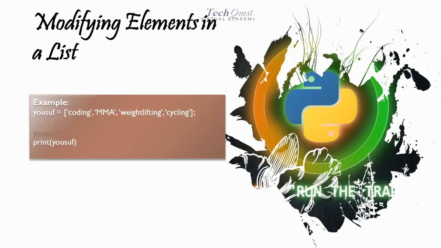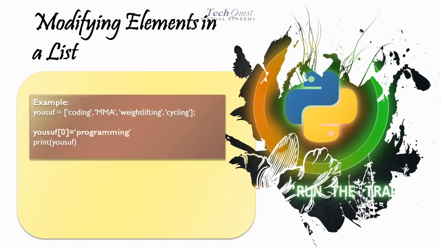We can also modify the elements of our list. And how can we do that? Here I created a list and I stored some strings in that list. Now I want to modify the element at the index 0. I want to replace it by another element. So how can I do this? Just by writing a simple line of code.